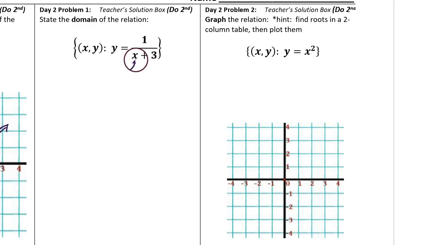When x is in the denominator, the domain is not all real numbers because we don't want the denominator to be 0. So let's figure out what the restricted value is. What's the number that x cannot equal? X plus 3 cannot equal 0. Subtract 3 from both sides, we get x cannot equal negative 3. So our domain is all real numbers except negative 3.